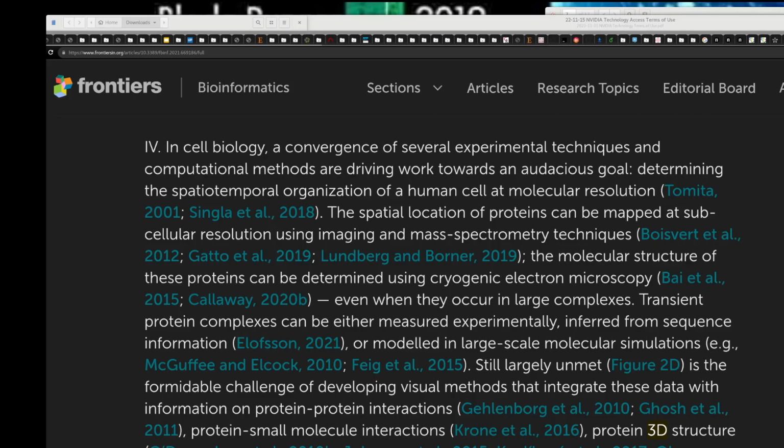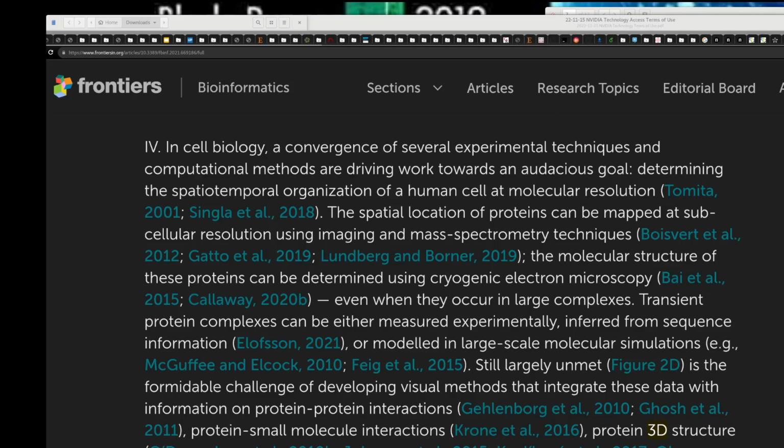The spatial location of proteins can be mapped at subcellular resolution using imaging and mass spectrometry techniques, Boisvert et al., 2012, Gatto et al., 2019, Lundberg and Borner, 2019. The molecular structure of these proteins can be determined using cryogenic electron microscopy, Bay et al., 2015, Callaway, 2020b, even when they occur in large complexes.